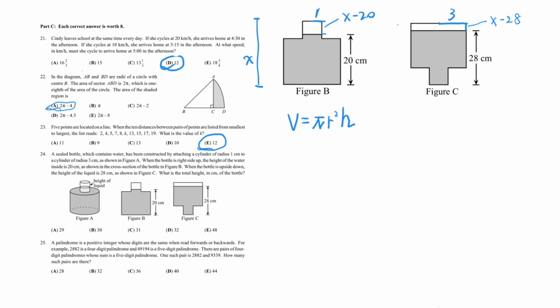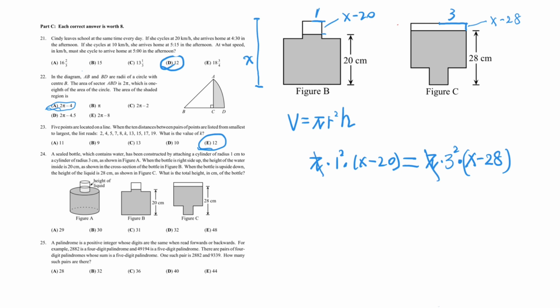So for figure B, the empty volume is pi r squared, that's the 1 squared, times the height, which is x minus 20. For figure C, r is the radius, the base area is pi r squared, that's 3 squared, times the height, which is x minus 28. So the empty part volume is equal, because the water volume is equal.